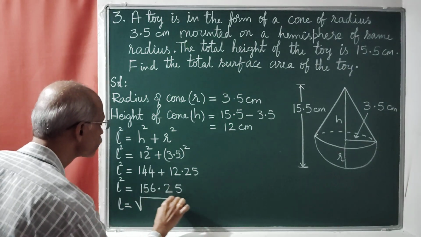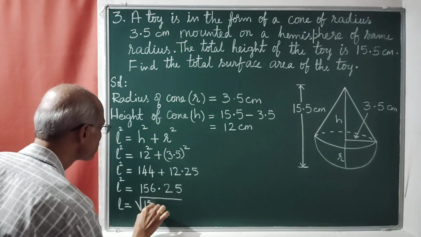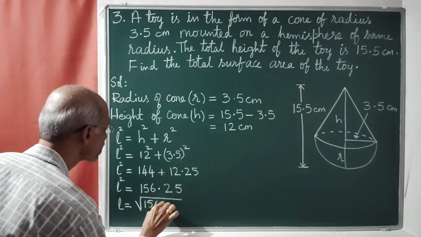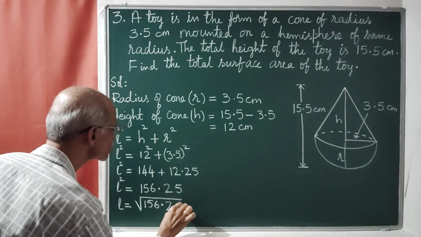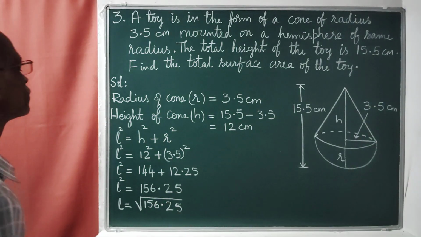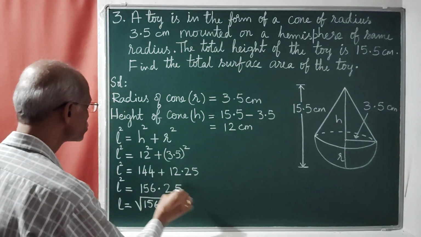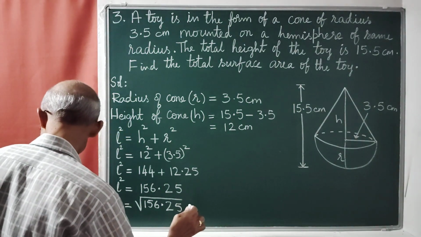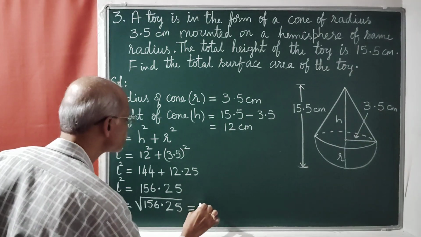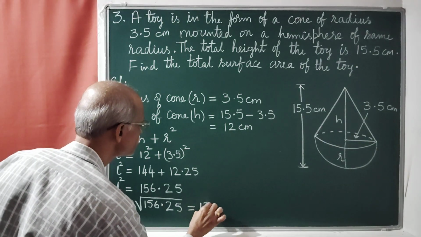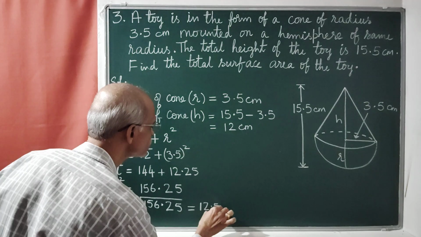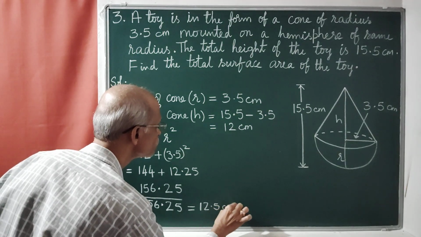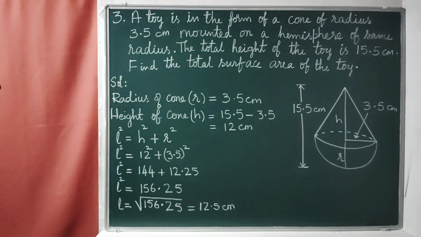So L is equal to square root of 156.25. You have to find out the square root. If you find out the square root, we will get 12.5. So the value of L is 12.5. That is the slant height of the cone.